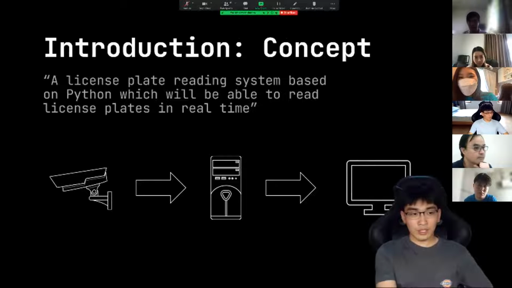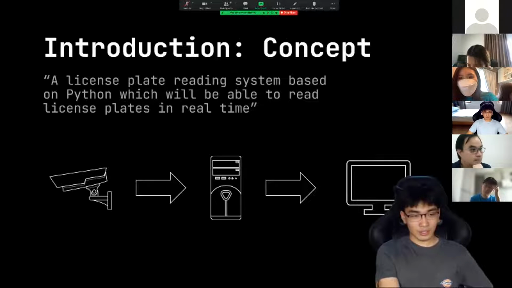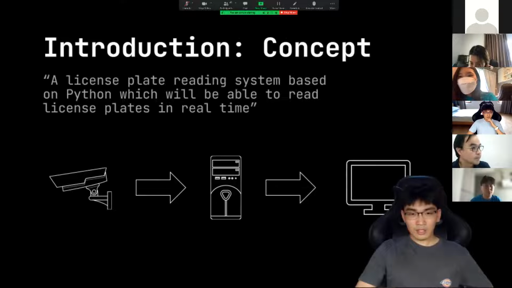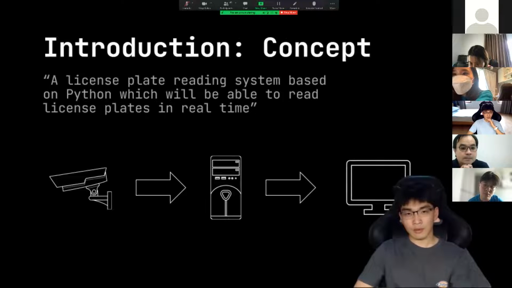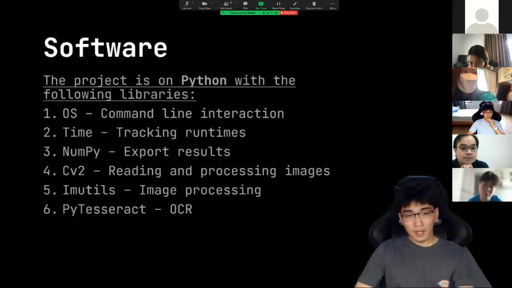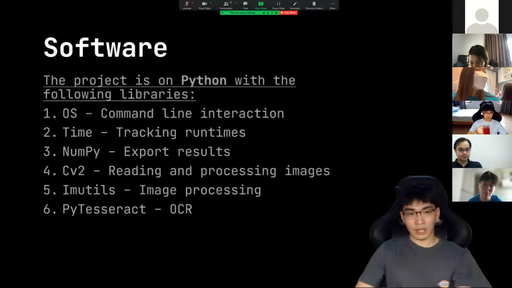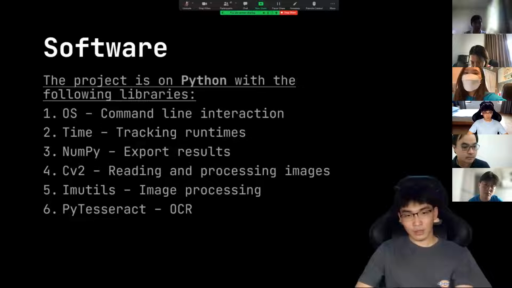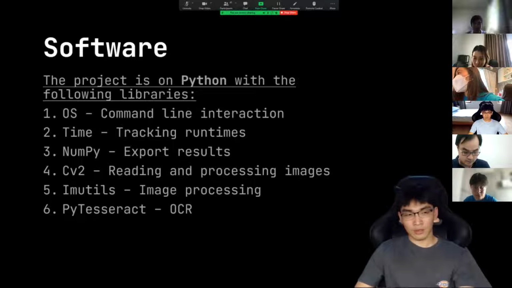Right, so firstly, let's move on to the concept. The concept of this project is a license plate reading system based on Python, which will be able to read license plates in real time. So for software, this project is based on Python with the following libraries. There's OS for command line interaction, time for tracking runtimes, NumPy for exporting results, CV2 for reading and processing images, IMUTILS for image processing, and PyTesseract for optical character recognition.